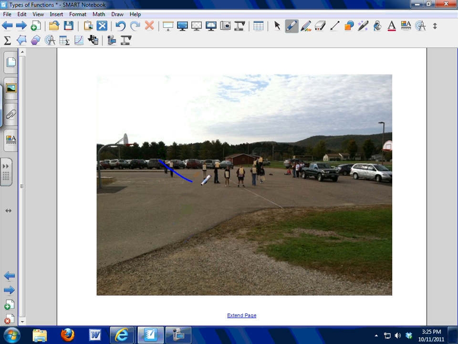Okay, this is our parabola that we did outside. We had that U-shaped thing going on. We had a couple people up there. Camera angle's not great. Next year we're renting a cherry picker.